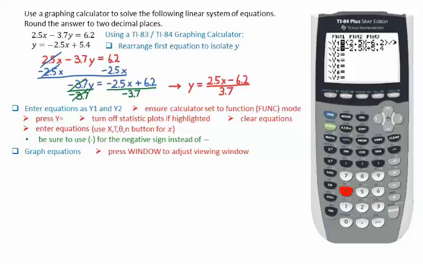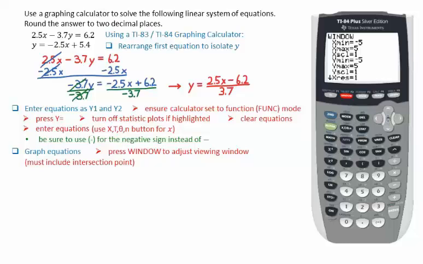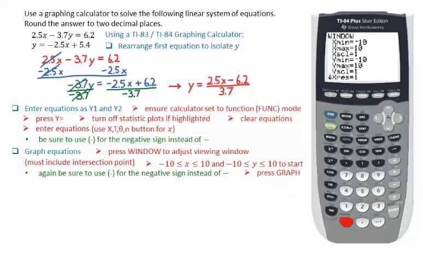Press window to adjust the viewing window. We want to make sure that we include the intersection point. Often between negative 10 and 10 for x and y is a good starting point. Again, make sure that we use the negative sign instead of the subtraction sign. Once we have our window set, we can press the graph button.